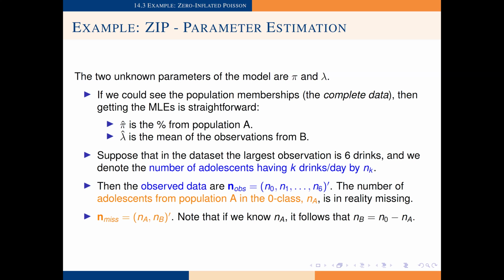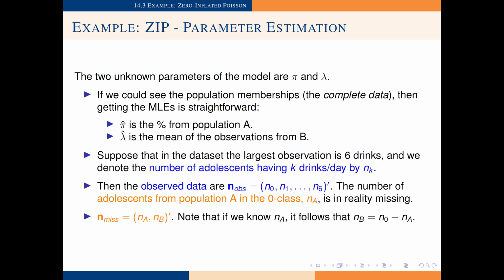So let's suppose that the largest is 6. Then in this case, your observed data can be denoted by N_k, where k ranges from 0 all the way up to 6. Essentially, N_k is the number of adolescents who reported that they have k drinks per day. That's our observed data. Our observed data is going to be a vector of the counts: how many teenagers out of the total N reported they have 0 drinks, how many reported they have 1 drink, and how many reported they have the maximum number, which is 6 drinks for this particular data set.